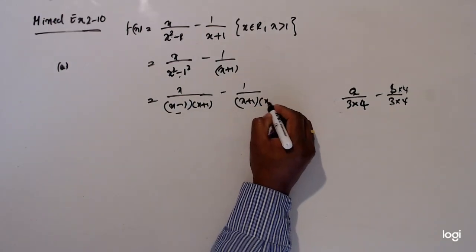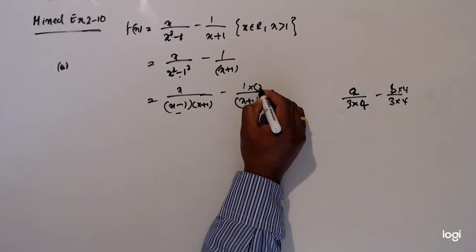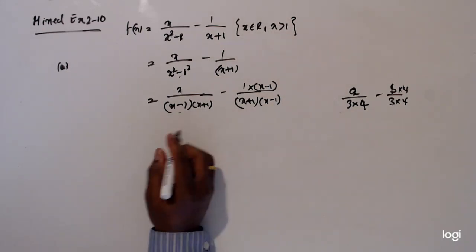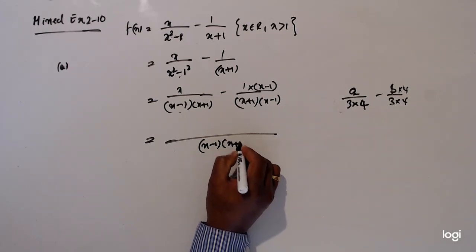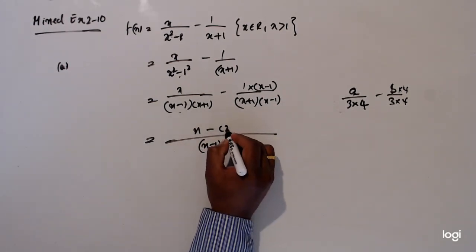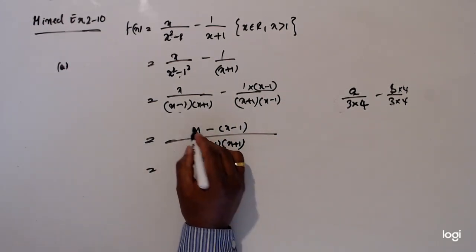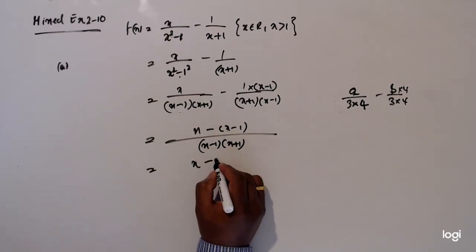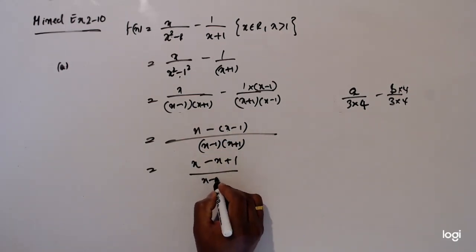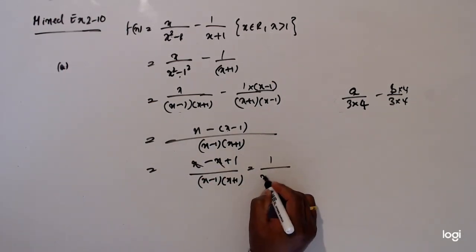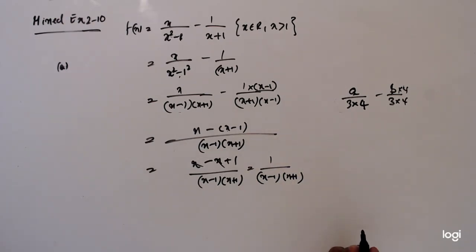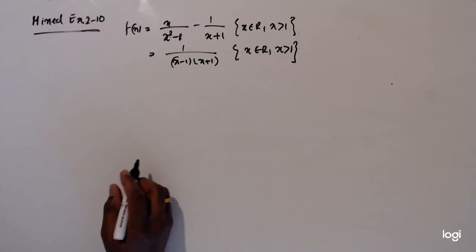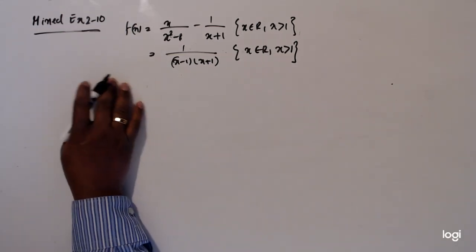So I'll multiply the denominator and numerator by x minus 1. Now (x minus 1)(x plus 1), this is x minus 1. So this is x minus x plus 1, equal to 1 over (x minus 1)(x plus 1). Part B, we need to find the range.